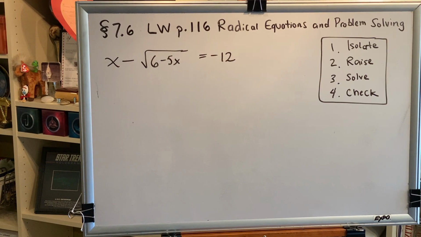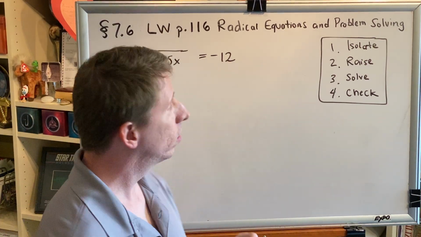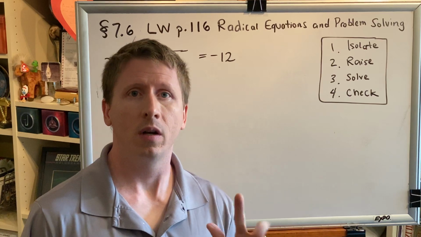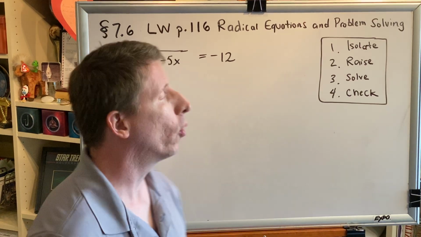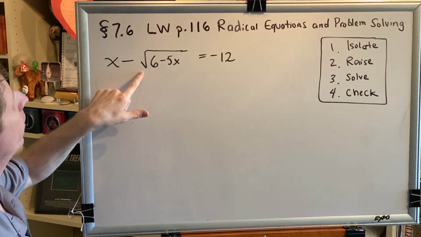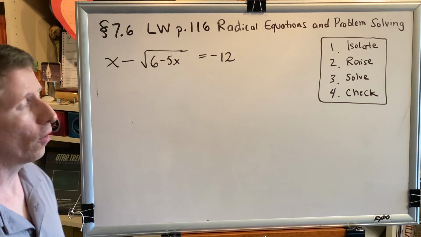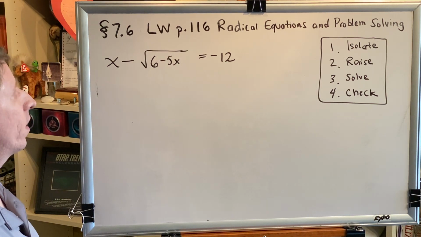We continue learning workbook page 116 with this next problem. As I mentioned, there are 3 problems in all. There's a short one, a medium one, and a long one. This is the medium one. X minus the principal square root of the difference, 6 minus 5x, equals negative 12. Okay, let's go through the steps of solving this problem.